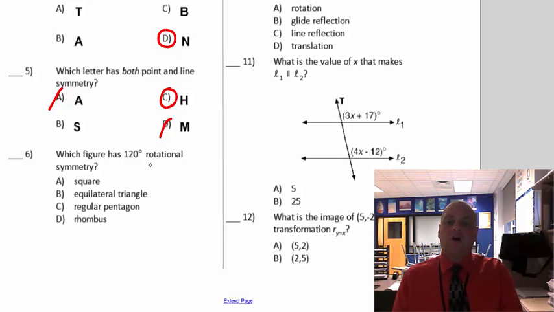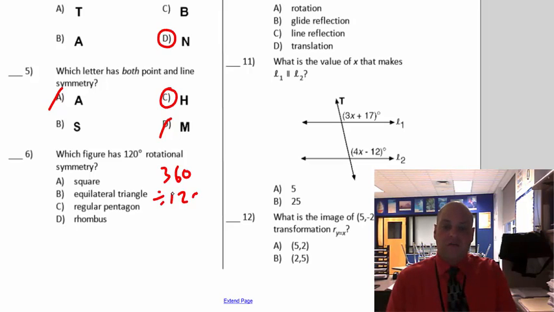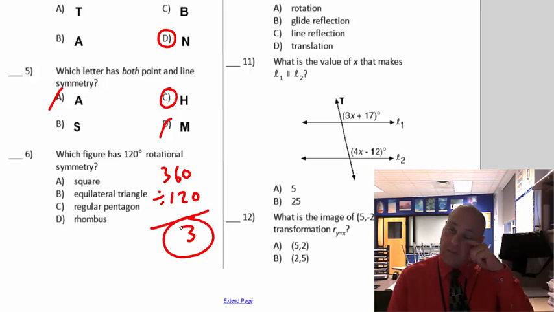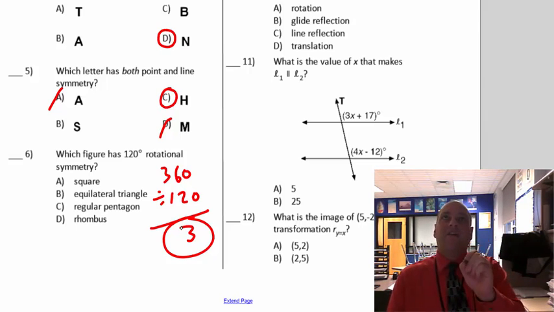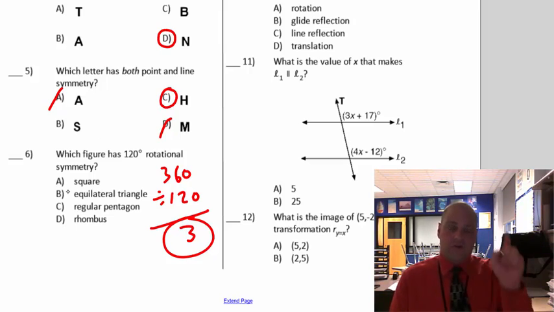Which figure has 120-degree rotational symmetry? Well, 360 divided by 120, because that'll tell you the order. So we're looking for an order of 3. Divide 360 by the angle they give you. You're looking for the one that has 3 sides, or 3 points, 3 vertices, and of course that is the equilateral triangle.